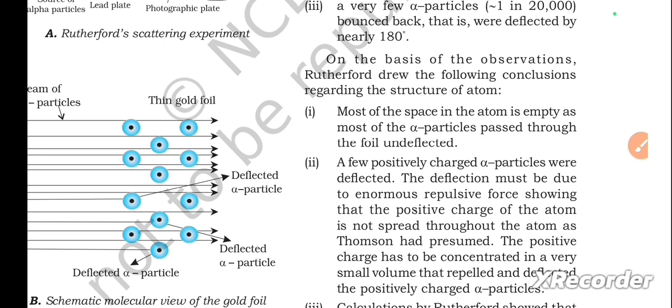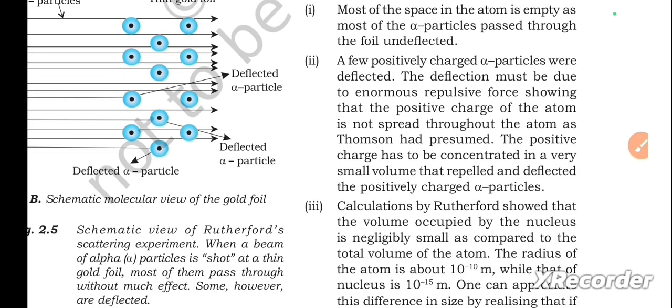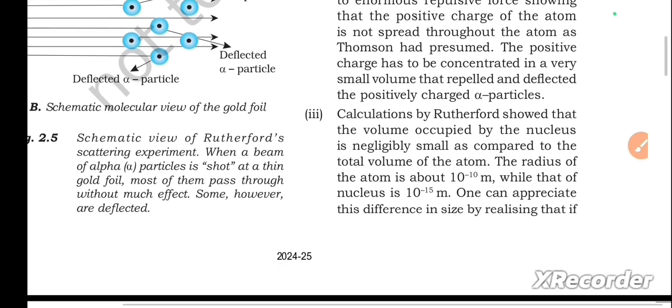First point, most of the space in the atom is empty as most of the alpha particles passed through the foil undeflected. Second point, a few positively charged alpha particles were deflected. The deflection must be due to enormous repulsive force, showing that the positive charge of the atom is not spread throughout the atom as Thomson had presumed. The positive charge has to be concentrated in a very small volume that repelled and deflected the positively charged alpha particles.